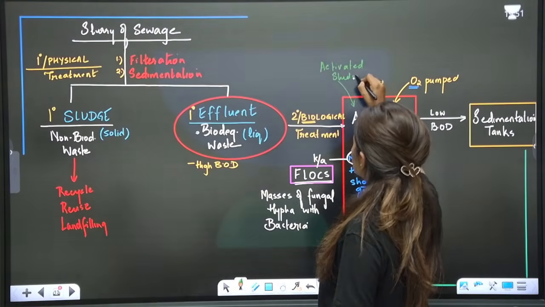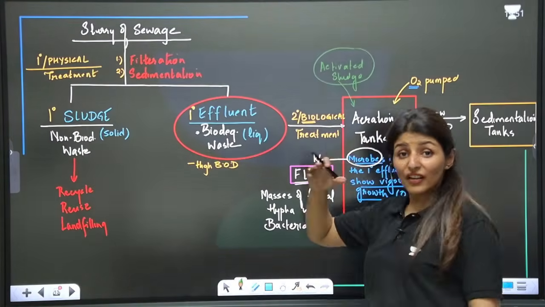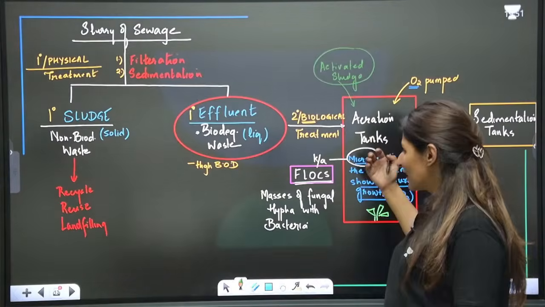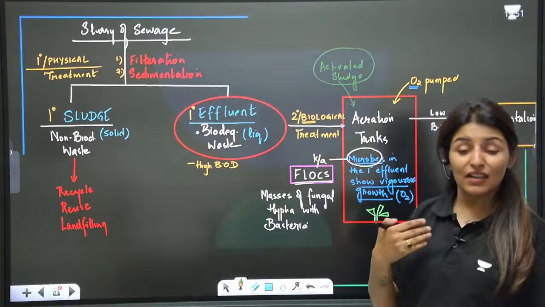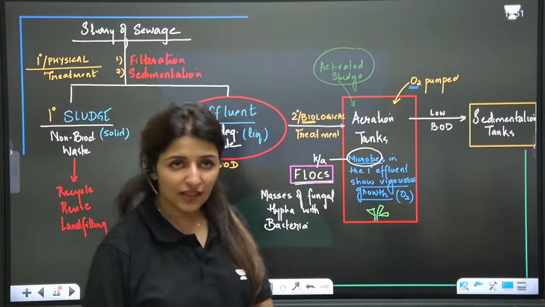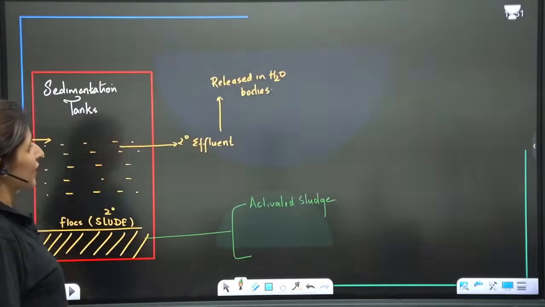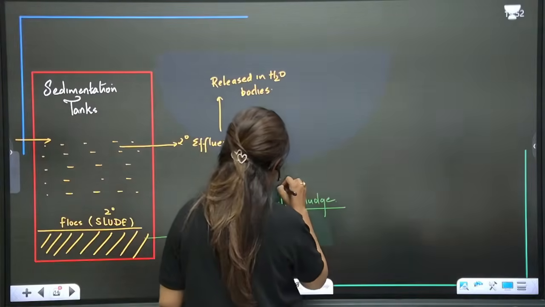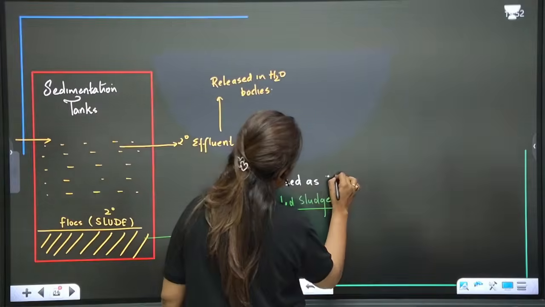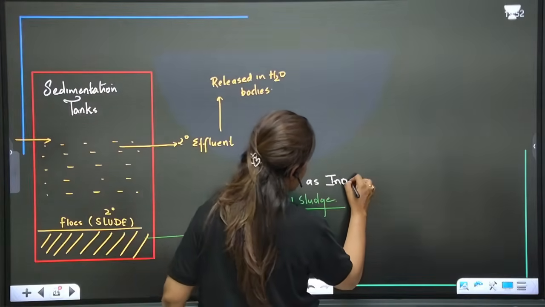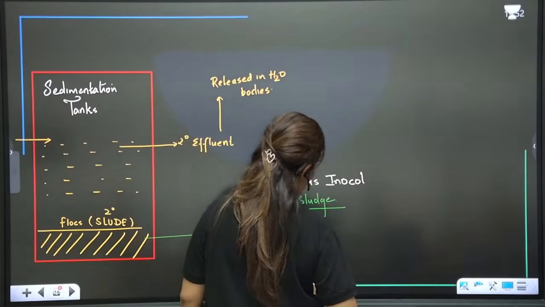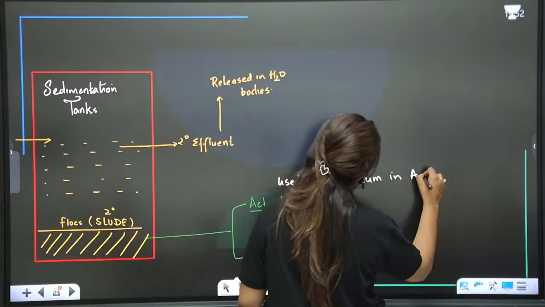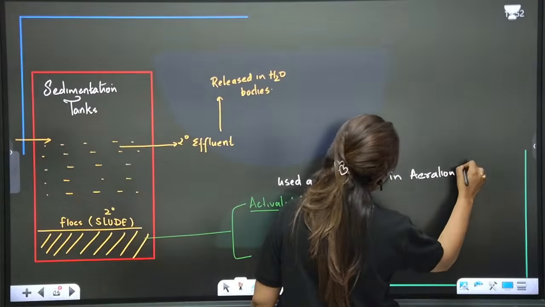So along with oxygen, we are adding the already formed flocks. So activated sludge will be passed here, and now the number of flocks is going to increase tremendously and very quickly. Do we understand this point? Yes? All right, guys. This activated sludge is used as inoculum. It is used as a starter, or you can say a source of infection, known as inoculum in the aeration tank. Is it clear?